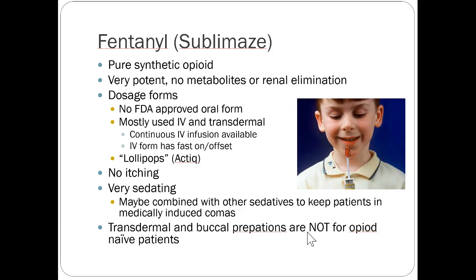Okay, fentanyl. Fentanyl is a pure synthetic opioid, as I've said, super potent. When we're talking about potency, we're talking about fentanyl dose. A common fentanyl dose for somebody is like 25, 50, 100 micrograms, whereas morphine is 10 milligrams, Dilaudid 1 milligram. So you're talking about multiple factors of ten in reduced doses by comparison. So really potent opioid. And again, you can use this in an opioid-naive patient acutely.